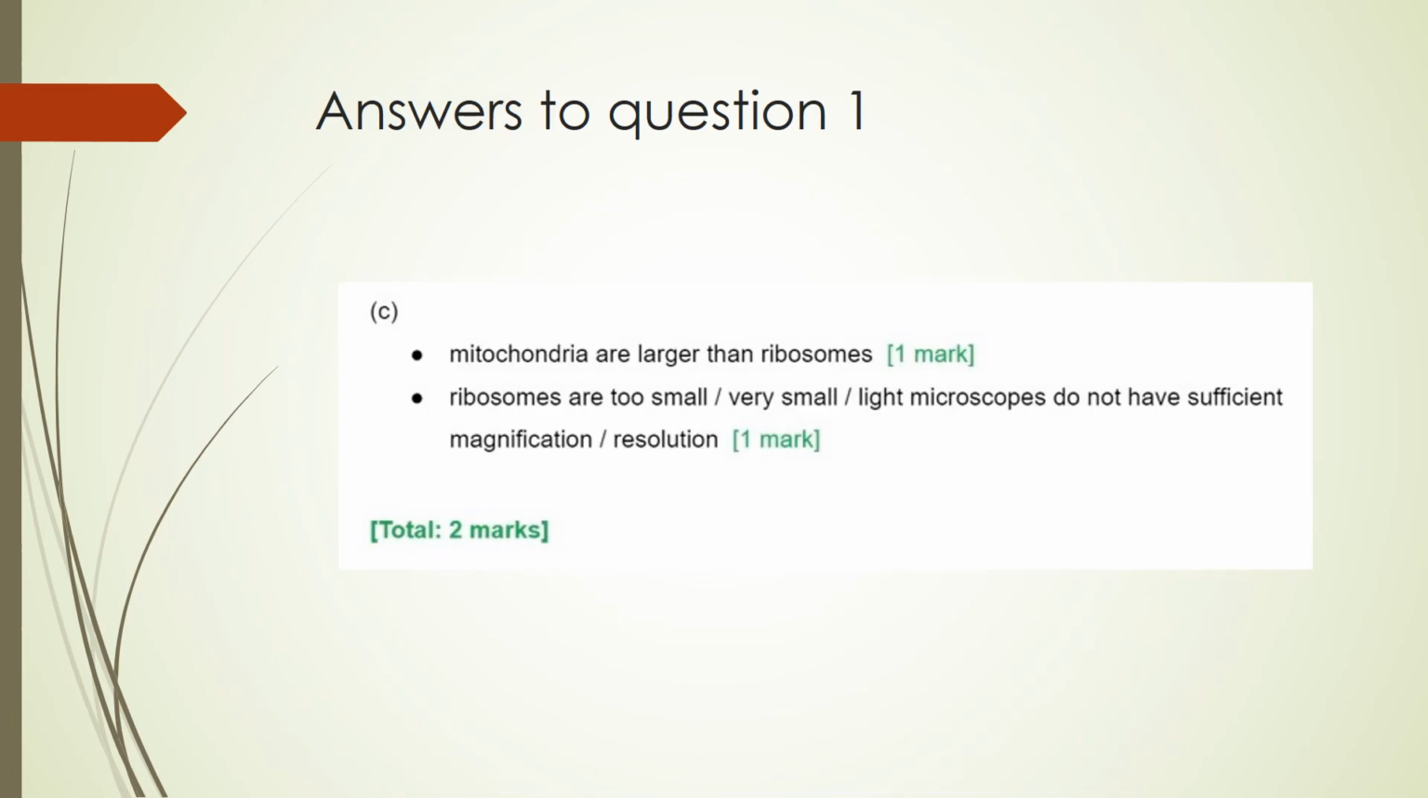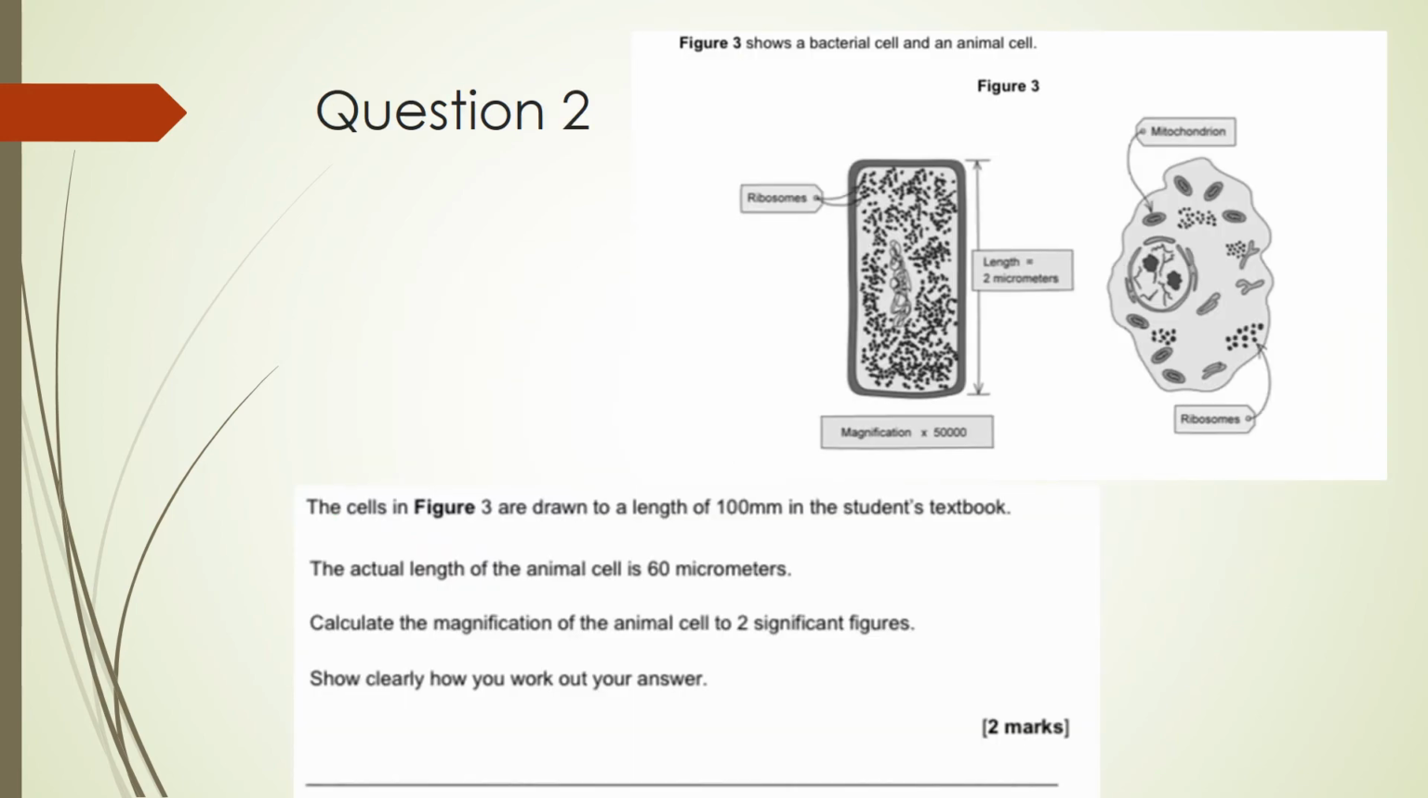Okay, mark your answer. So we've just learned that light microscopes have nowhere near the amount of magnification or resolution as electron microscopes, so they cannot see smaller subcellular features.